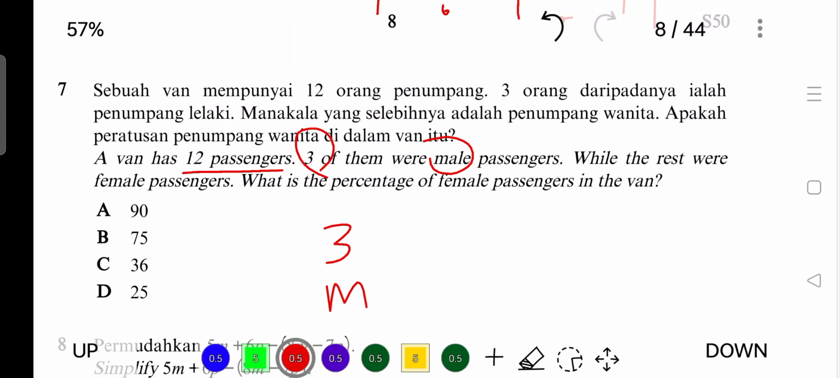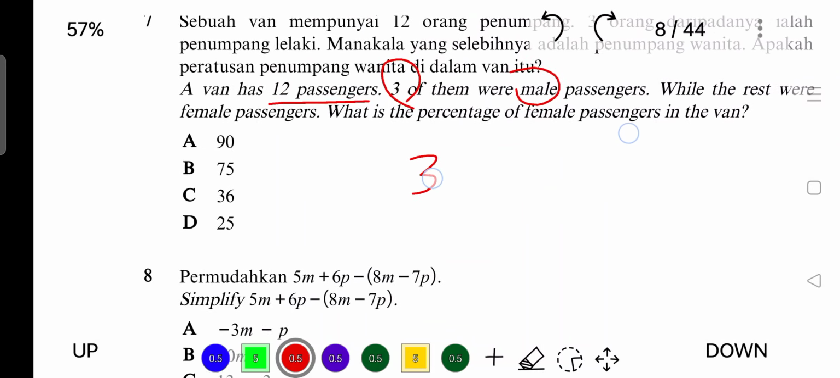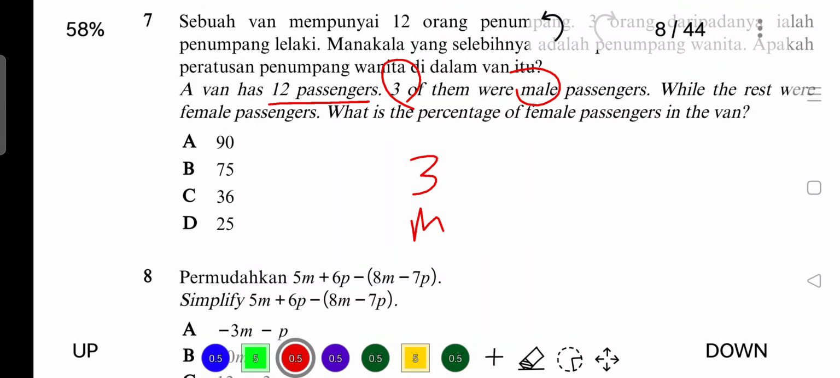3 are male. Okay, whenever I see things that look like a ratio, I will write them in vertical order. Vertical means berdiri tegak like this. Alright, I will never write it like this in a horizontal way. Why? That is difficult for us to see. That's the reason. So 3 males.